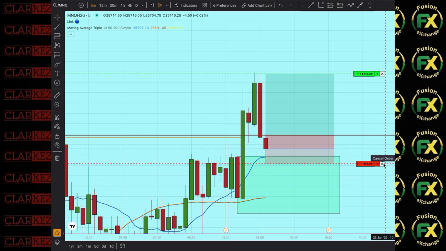So basically wait until price comes and taps into the zone, right? Ideally you want to wait until the candle closes. Now I have a few moving averages on my chart, right? The blue is the 13 moving average, and the orange below, that's the 50.